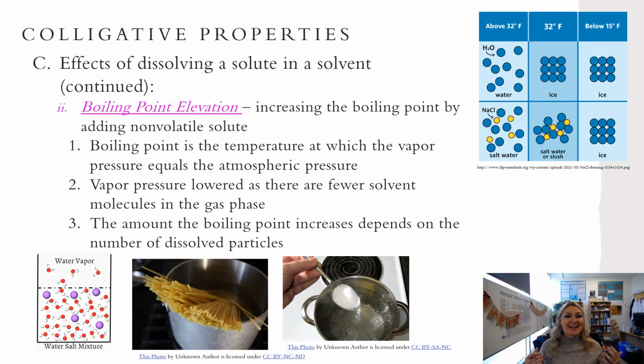All right, so again, another effect of adding a solute to a solvent is boiling point elevation. And it is exactly what it sounds like. We're increasing the boiling point of a liquid by adding a non-volatile solute. So think about it. When we add the non-volatile solute, it is more difficult for the liquid to escape as a gas. If your liquid is water and you add salt to it, it's going to take a hotter temperature and more energy to get it to escape to the gas phase. So it increases the temperature at which the liquid boils.